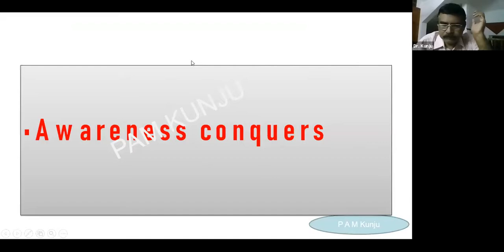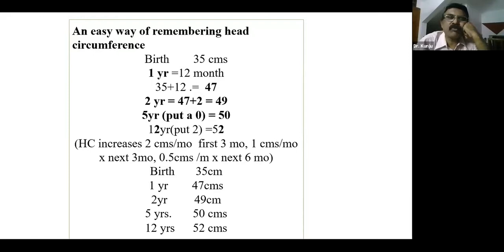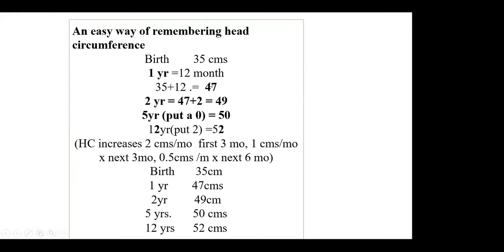So at 12 months, that means at 1 year, you add 12, 35 plus 12, which is 47. Then at 2 years, you add 2 to 47 to get 49 centimeters. At 5 years, just put a zero, so it becomes 50. At 12 years, you add 2, then it is 52. That means from 5 years to 12 years, there is only a 2 centimeter increase. So at birth it is 35, at 1 year, 47.